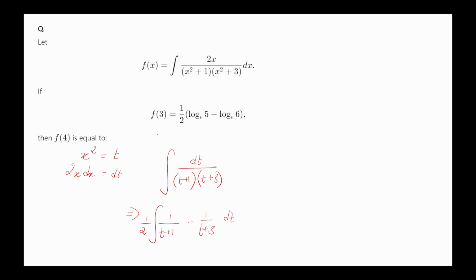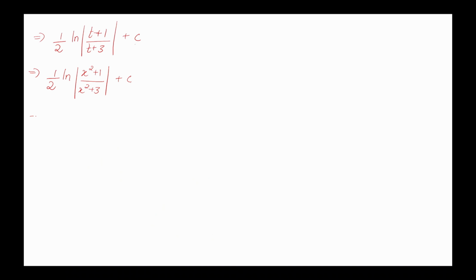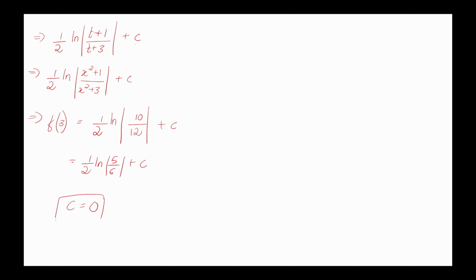Now they've told us that f of 3 is half of ln 5 by 6. So basically they want to tell us what would be the value of c. So f of 3, let me find out f of 3. This would become half of ln, 3 threes are 9, so this would become 10 by, here we would have 9 plus 3, 12, plus c. So basically this is nothing but half of ln 5 by 6. This is what exactly was given in the question, right? That means our c would become equal to 0.